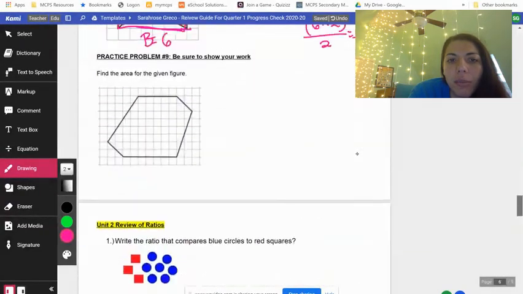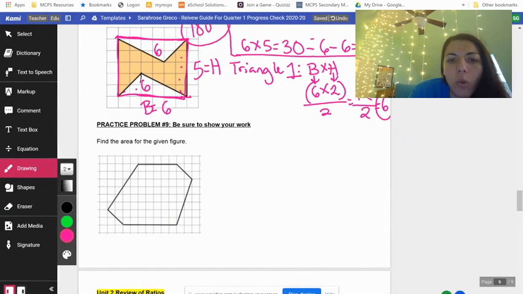All right, so let's keep going. Last one in part 1 of our review. Find the area of the given figure. Okay, I think what I'm going to do for this one, it looks like I have a triangle there.